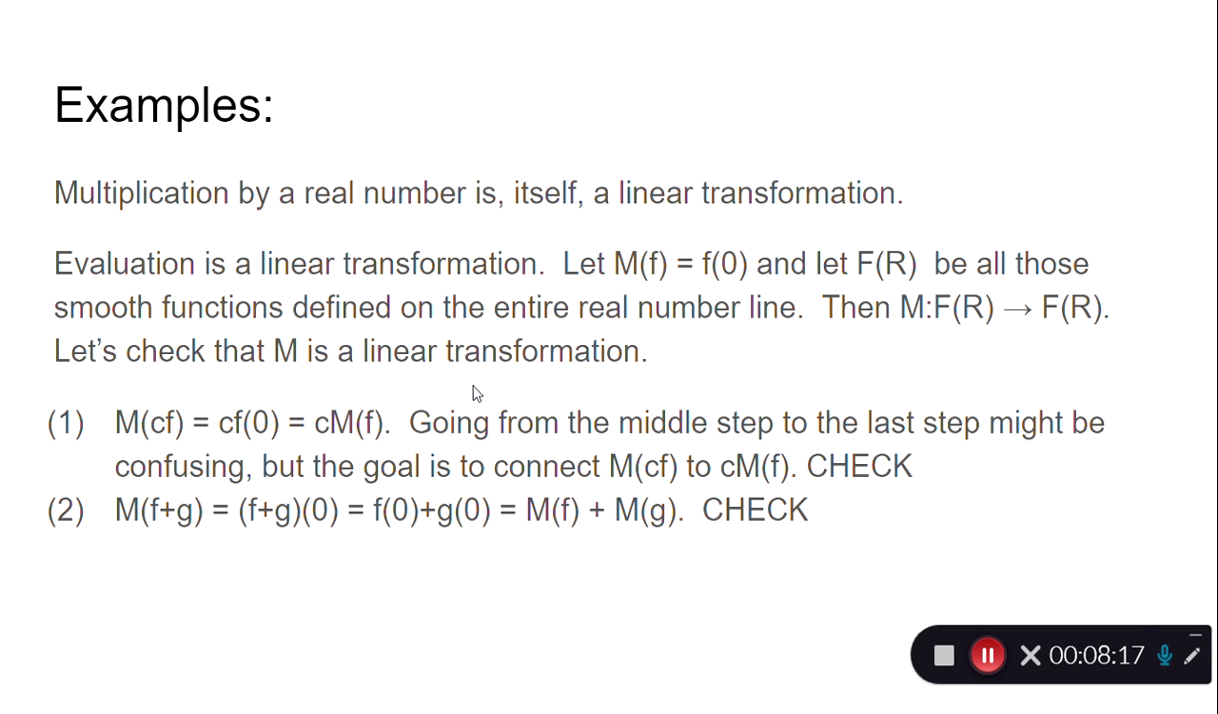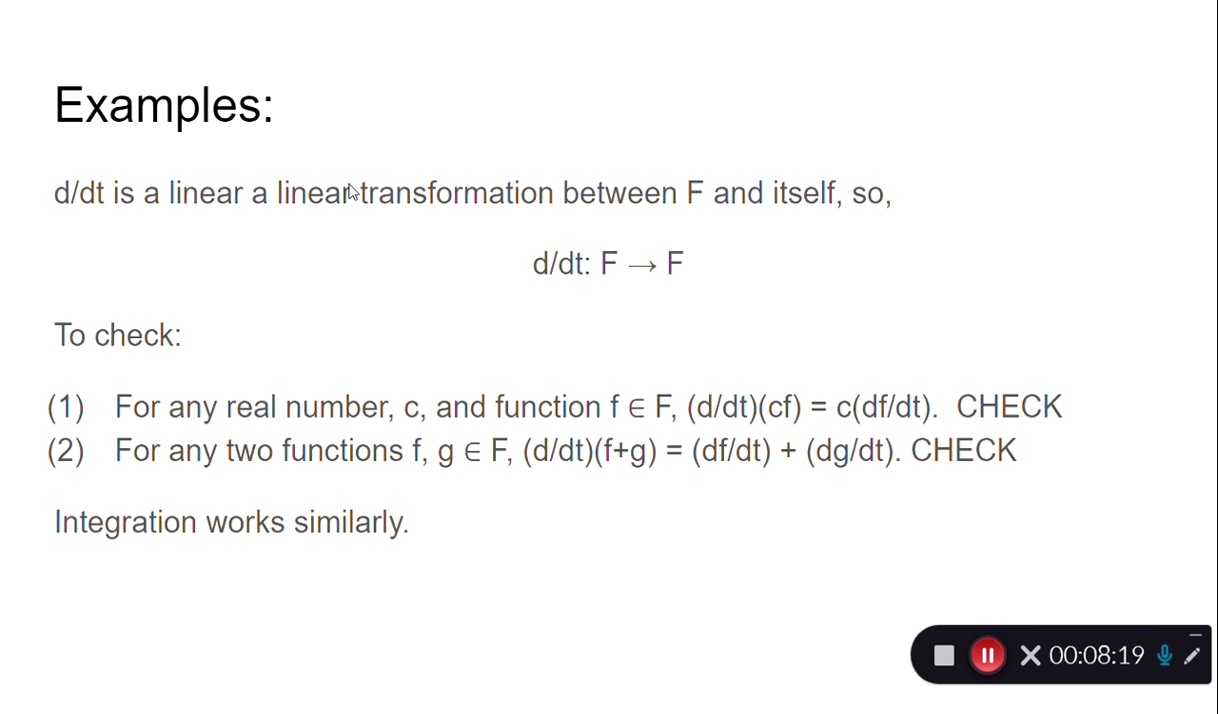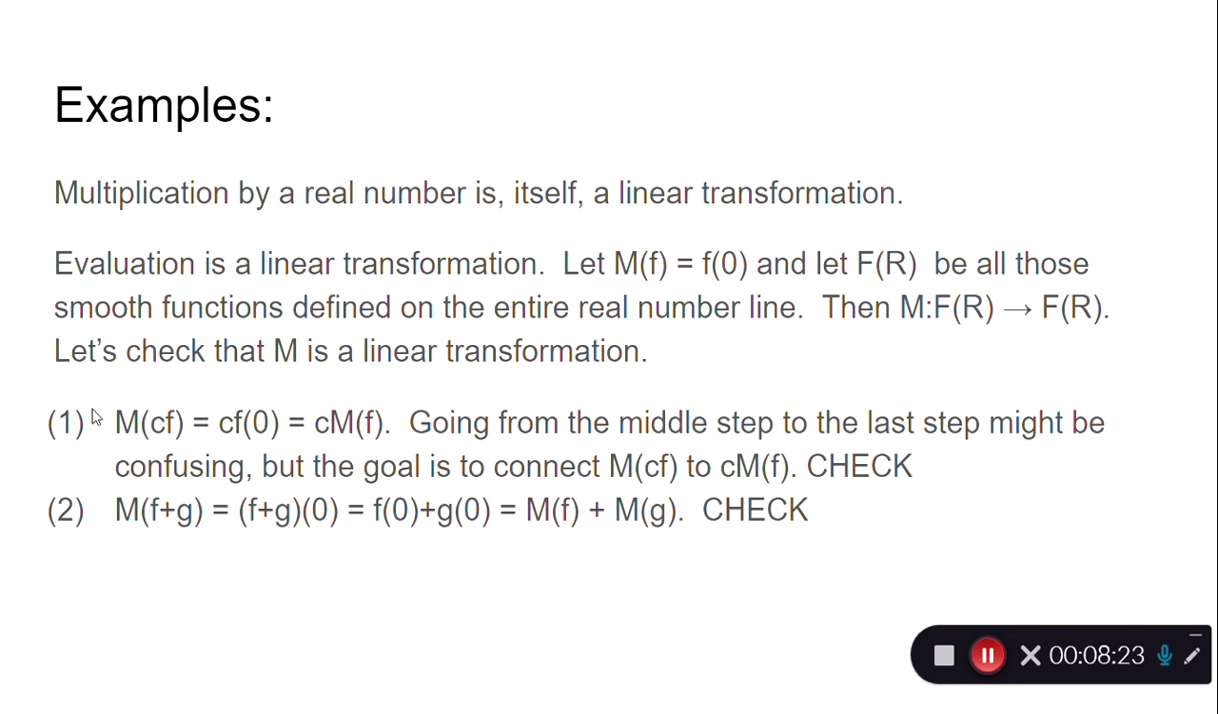So, again, you go back up here. But actually, this would be a good one for you to check yourself, and you can ask me about it during our synchronous meeting. So multiplication by a real number is a linear transformation from F to F. Here's another one. Evaluation is a linear transformation.